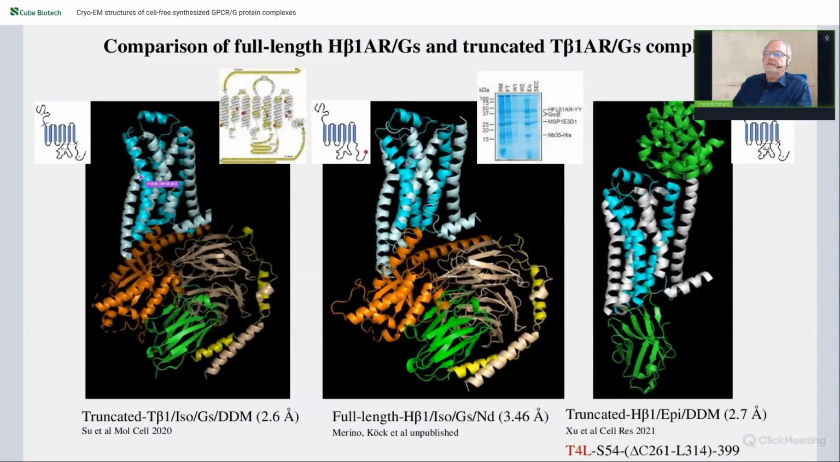So a second structure I would like to show you, and this is not published yet, is of the full-length human beta-1 adrenergic receptor.